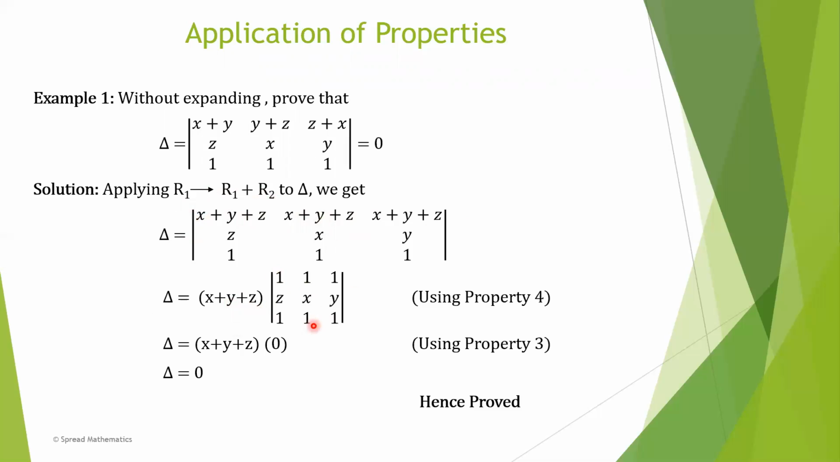And here you can see also first row and third row are identical. So the value of this determinant will be 0 and we get 0 here. So hence proved our example.